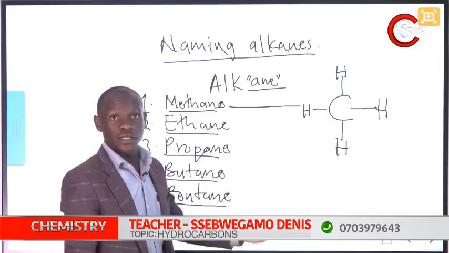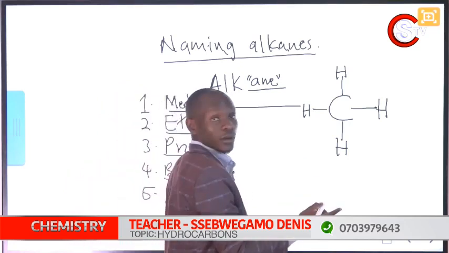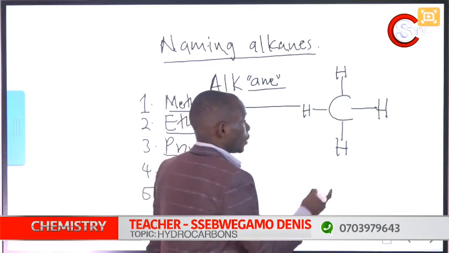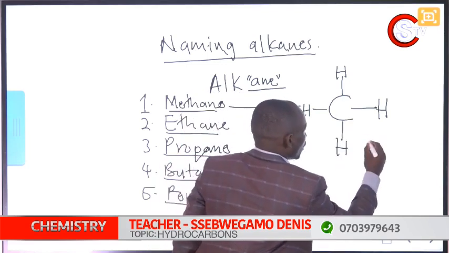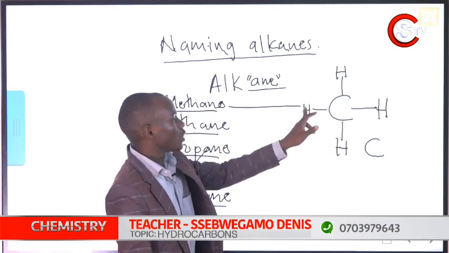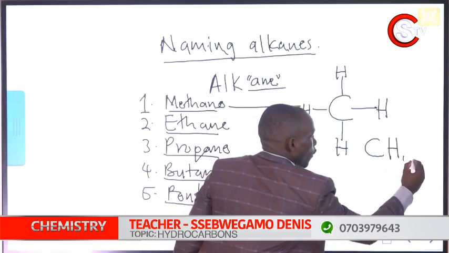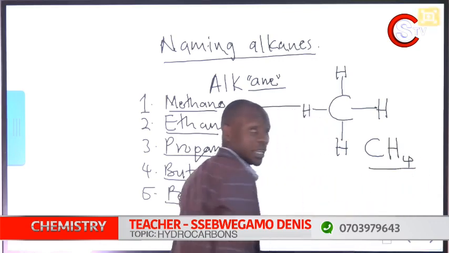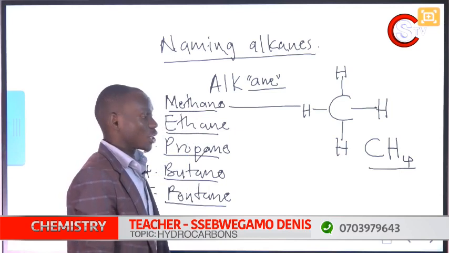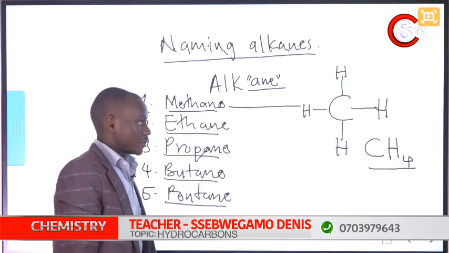But I can put it in a condensed structure. I count the number of hydrogens I have. I have 1 carbon atom and how many hydrogens? 1, 2, 3, and 4. So I put CH4. So this one becomes a condensed structure of methane.